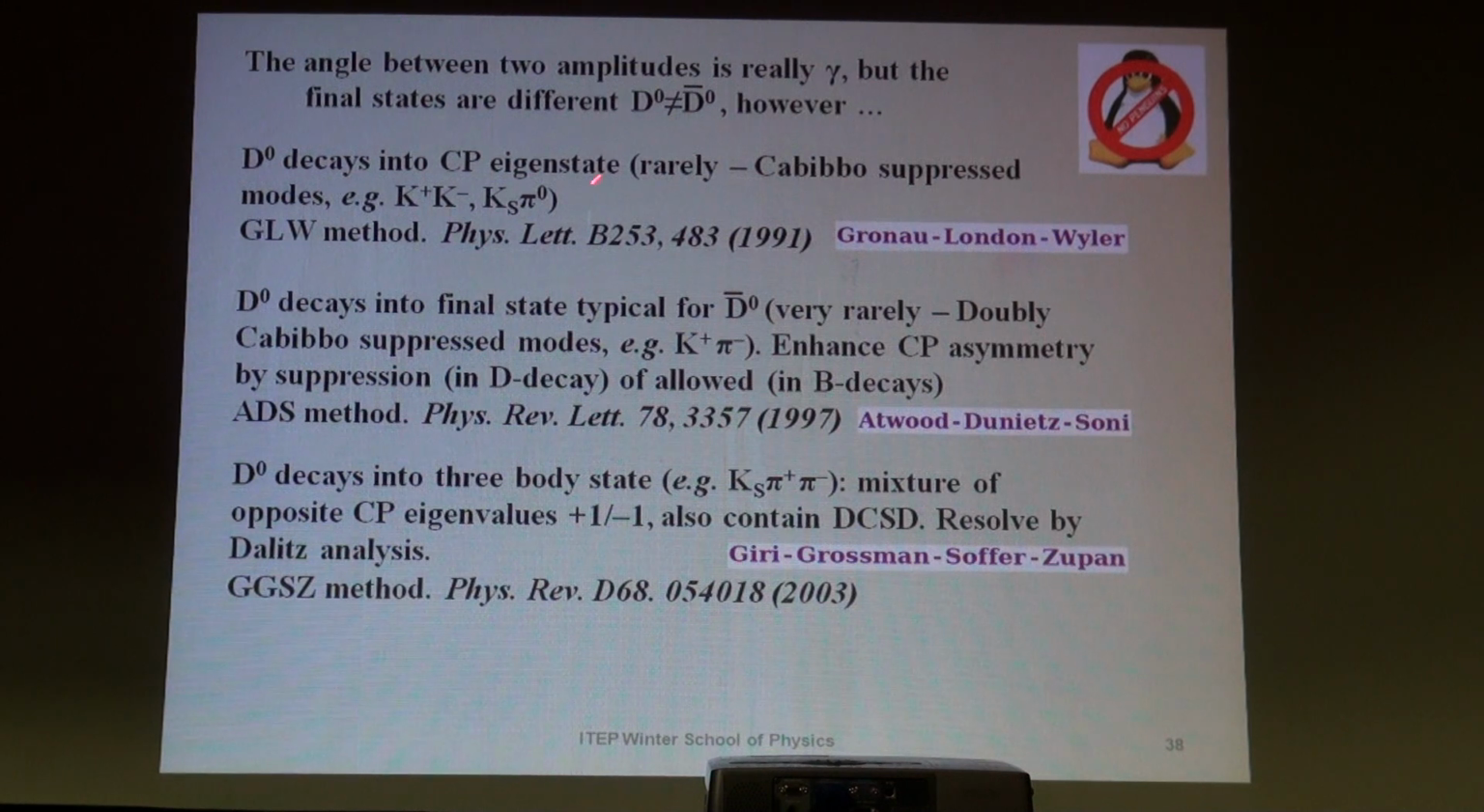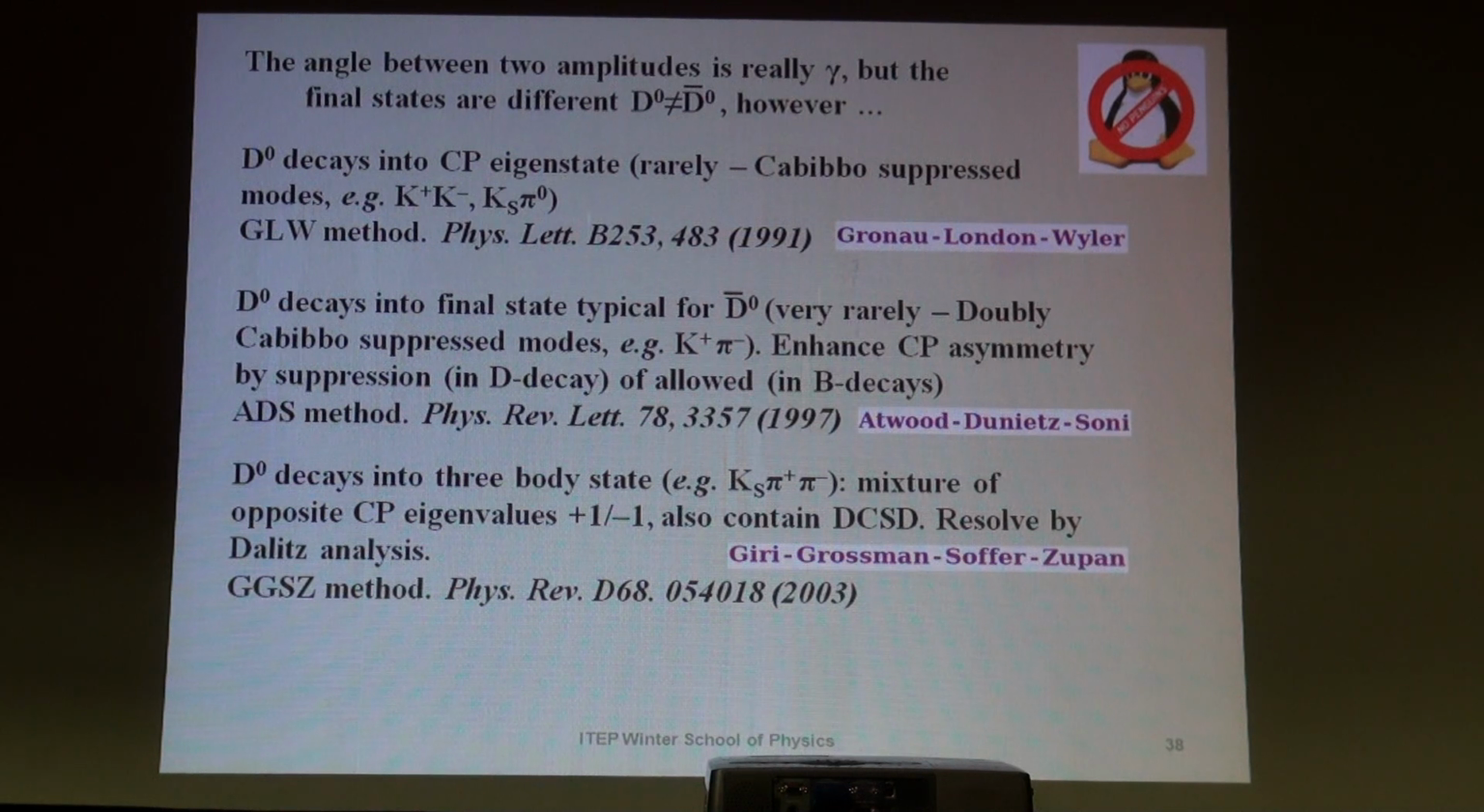However, there is a good idea. Sometimes D can decay to some CP final states as well. D can decay to, say, K plus K minus, K short pi zero. And in this case, we cannot distinguish D0 and D0 bar. So the amplitudes should interfere. And finally, this interference will result in CP violation, and we can extract angle gamma from this. There are three ideas how to use this. One is just straightforward: try to reconstruct D meson decaying to some CP eigenstates. Another possibility is to reconstruct D mesons decaying to states which are typical for D0 bar. These are very, very rare decays.